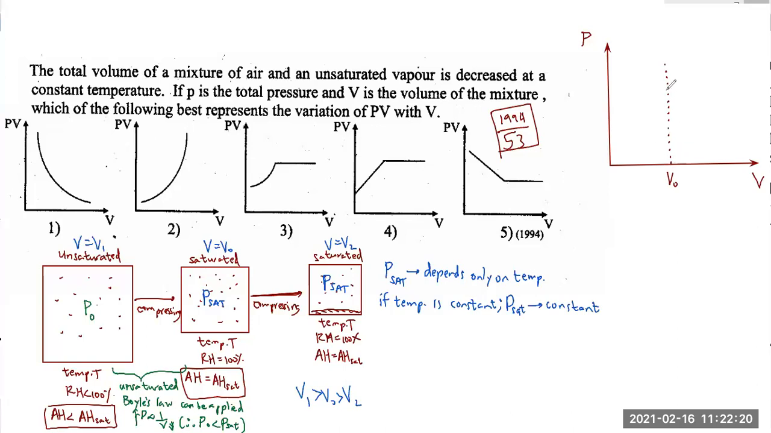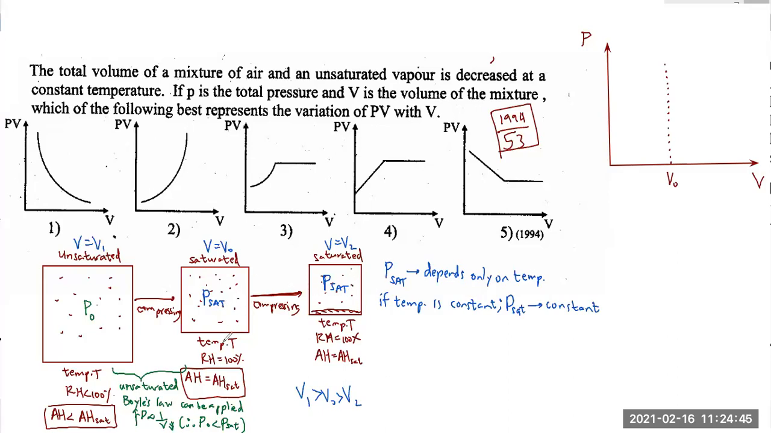And for the graph, V naught is our reference. So we are going to see what happens when the volume is less than V naught and what happens when the volume is greater than V naught. When the volume is less than V naught, you have to think of this area. That means the air is saturated.